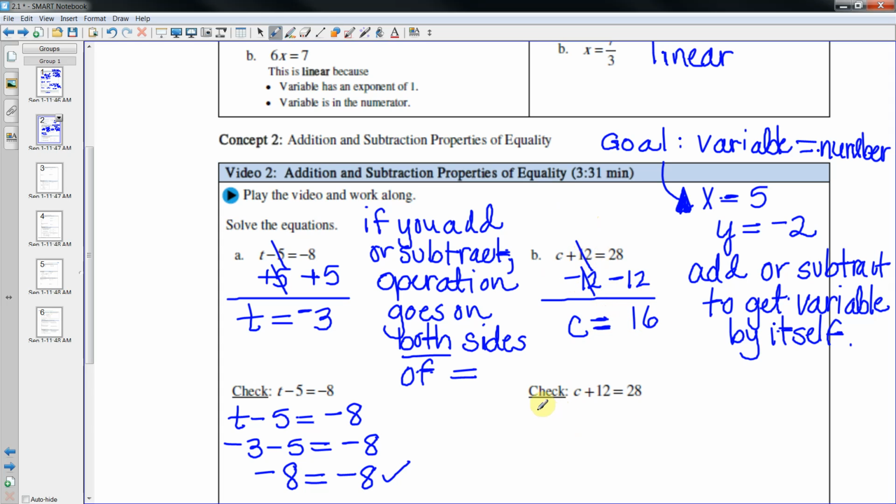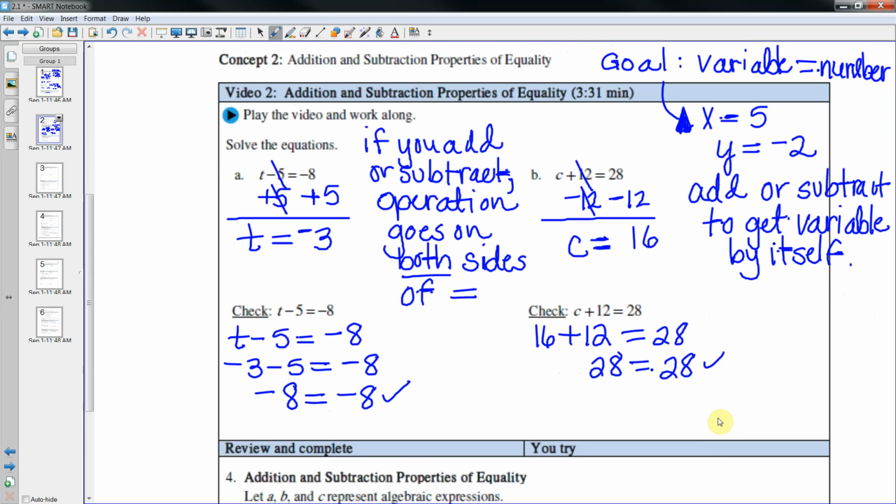If I want to come down here and check, I need to see if 16 plus 12 equals 28. And 28 equals 28. It works. So C equals 16 would be my answer.